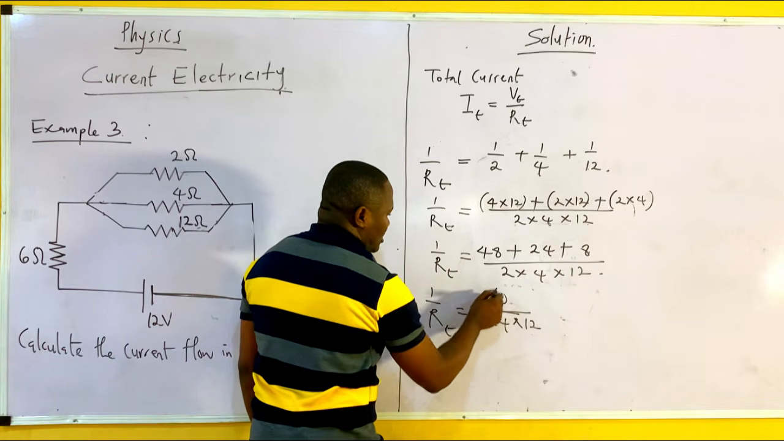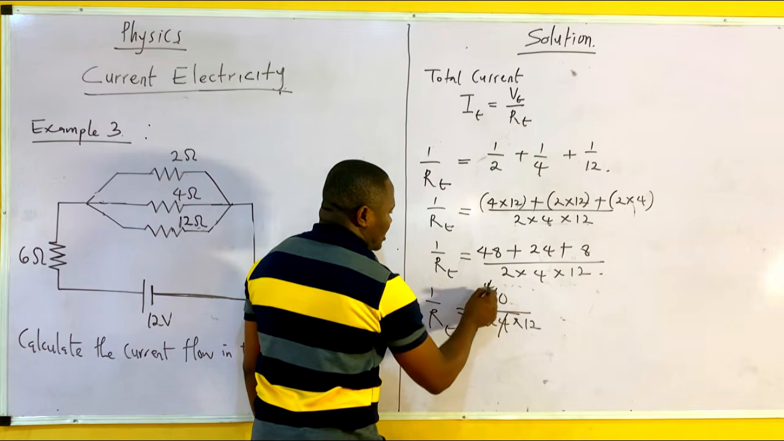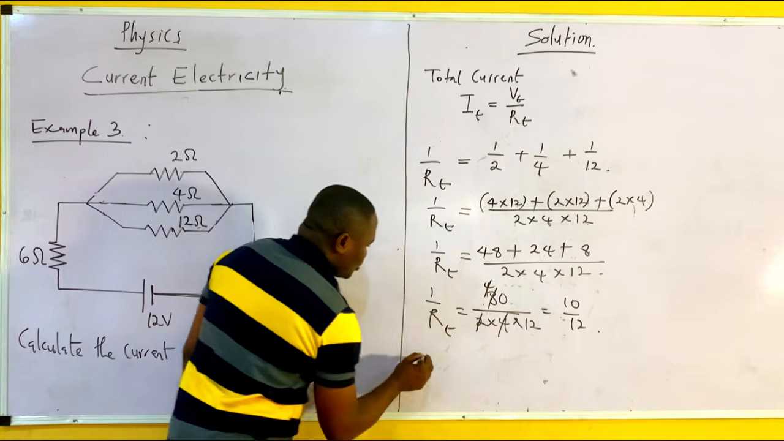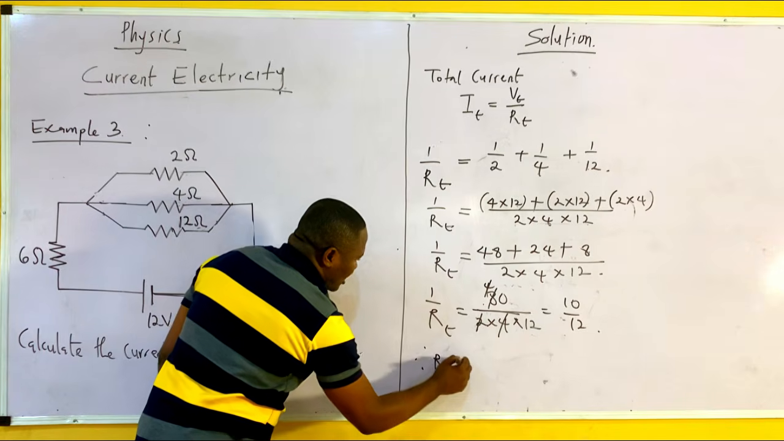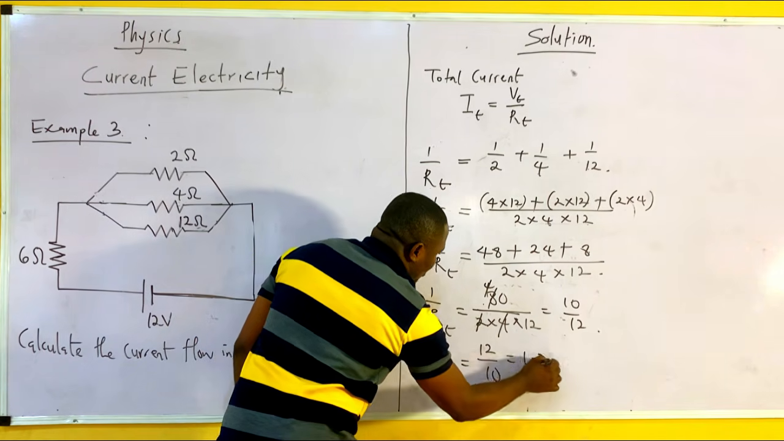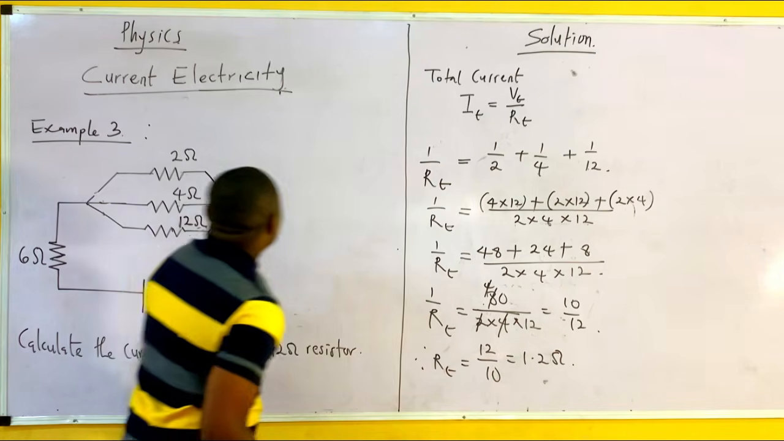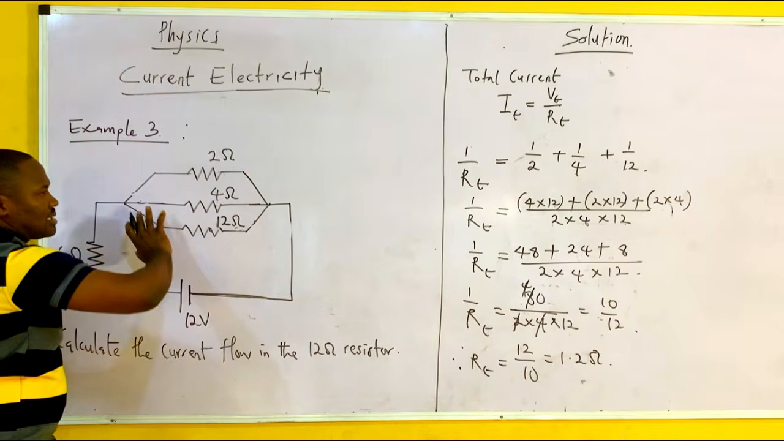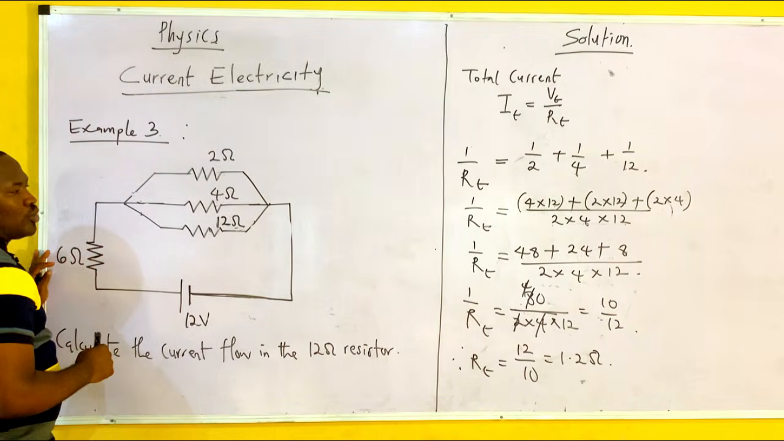So this takes out this 4, this takes out this, and 10. So I now have 10 over 12. So therefore, the total resistance is now equal to 12 over 10, which equals 1.2 ohms. So the total resistance in this parallel case is 1.2 ohms.